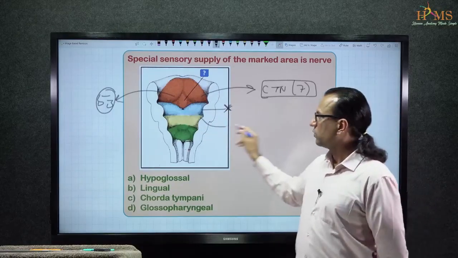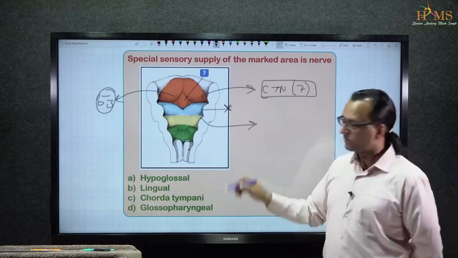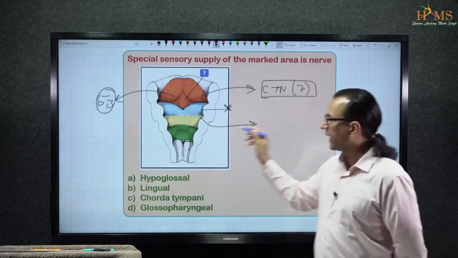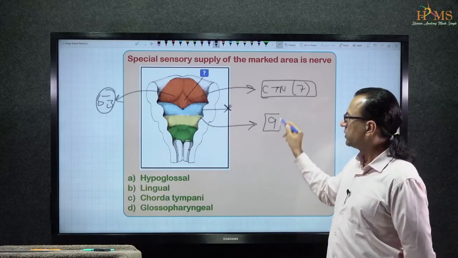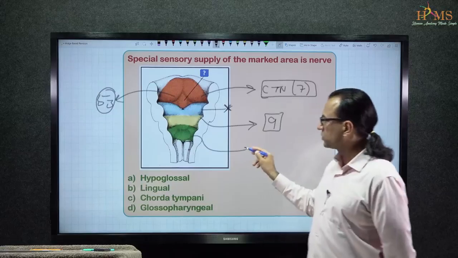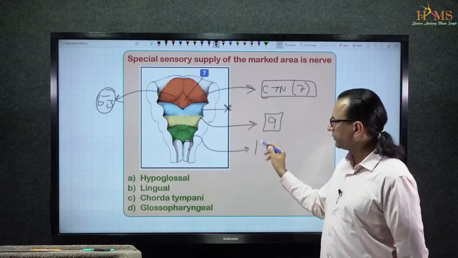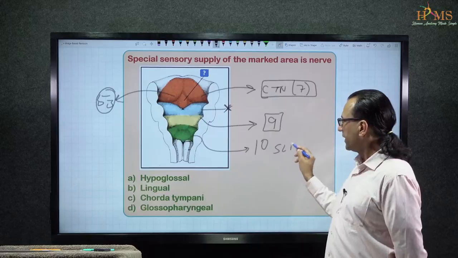When it comes to the posterior one third of the tongue, you will find that, whether it is general sensation or taste sensation, it will be carried by the glossopharyngeal nerve. And when it comes to the posterior most tongue or the epiglottis developing in the fourth arch, it will be a branch of vagus, which is called the superior laryngeal nerve.